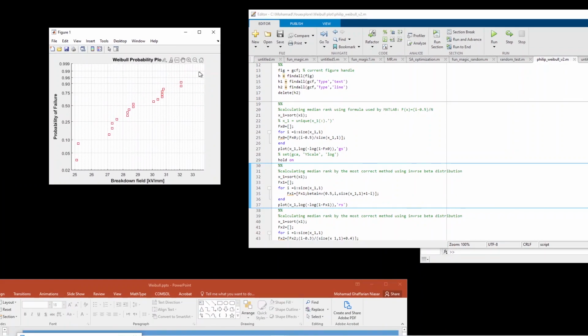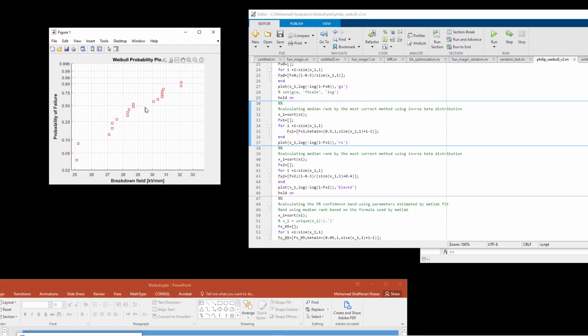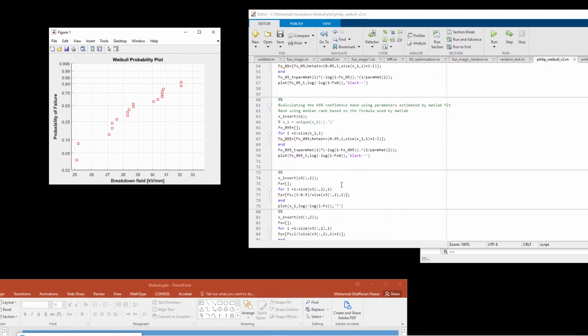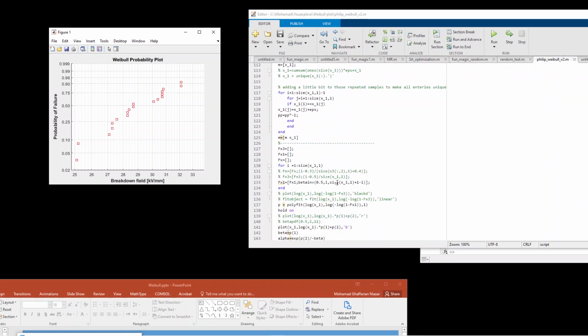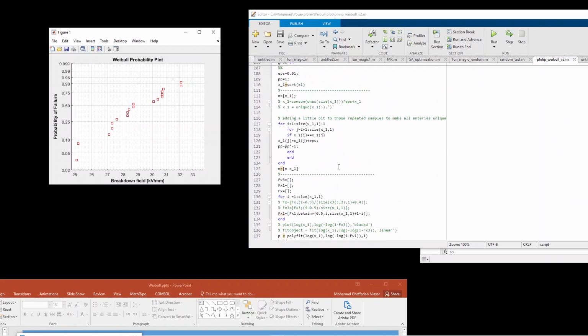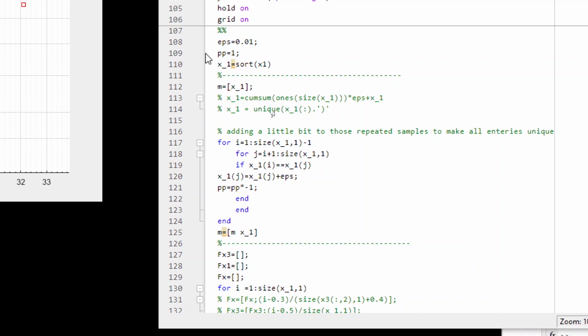And now we want to find the line that fits this data. But in this case, I'm not going to use the method that MATLAB used to connect the first quartile to the third quartile. I'm going to use least square fit. So this is done here. I zoom in on this. First, we sort the data. Sometimes the data has duplicates, and later on we are going to use a fit. MATLAB does not accept duplicates when you want to use the fit function.